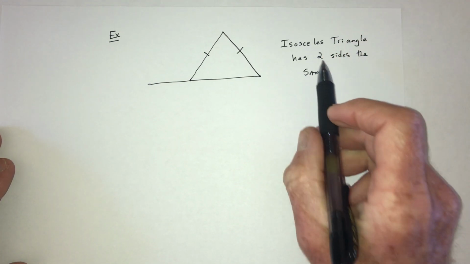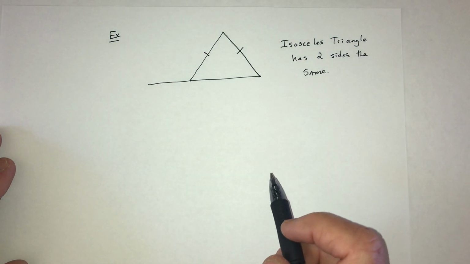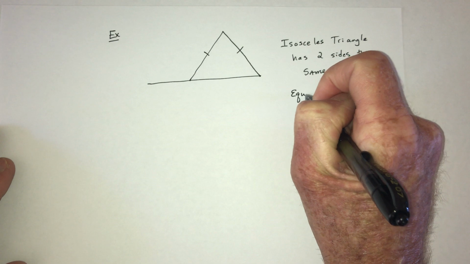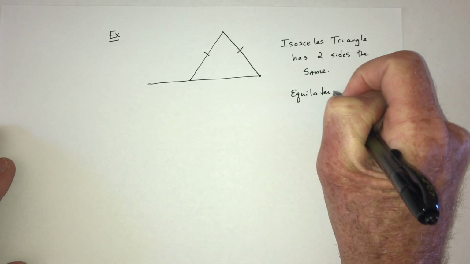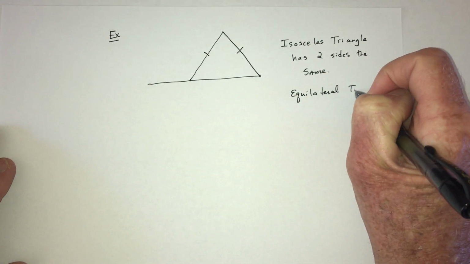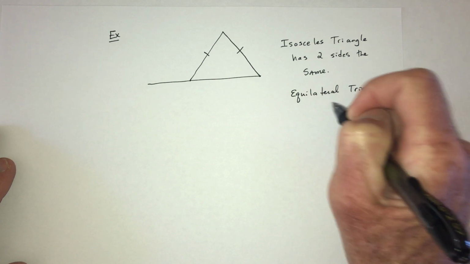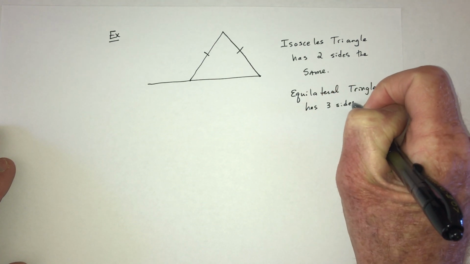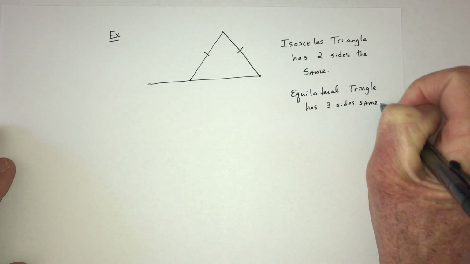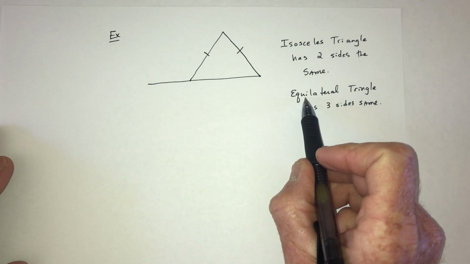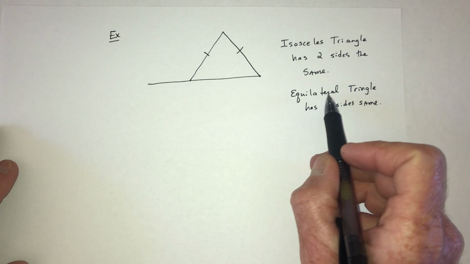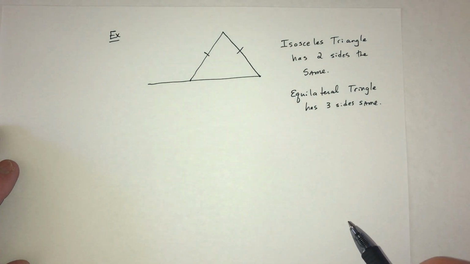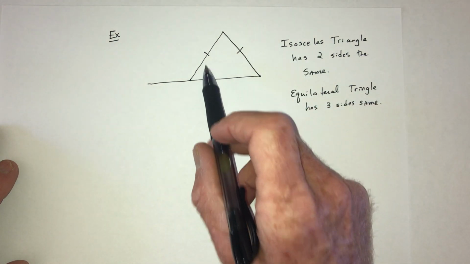Now, if it had all 3 sides the same, then it's called an equilateral triangle. So an equilateral triangle has all 3 sides the same. So equa means same, lateral means measurement. So they're the same measurement triangle. Anyway, this one is isosceles. It's got 2 sides the same.